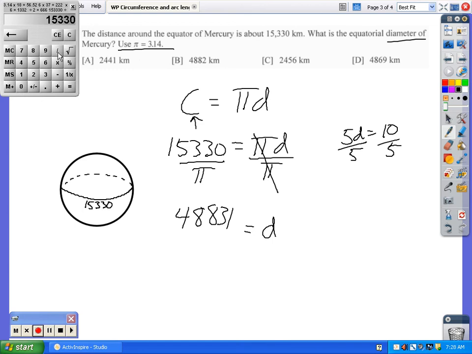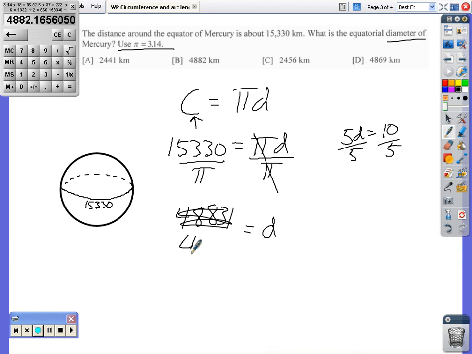Oh, I got an extra 3 in there and I did it again. 15330 divided by pi, 3.14. Sorry, I get a little quick with my calculations here. So this is 4,882 point whatever. Now, why did I know that was wrong? Because that number, 48,000, came up bigger than the circumference. I know a diameter can't be bigger than the circumference.